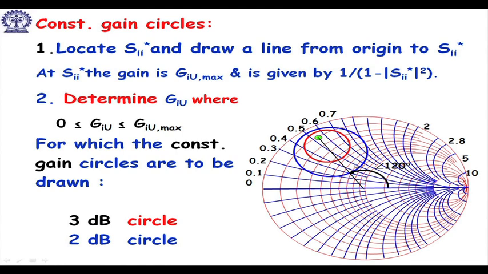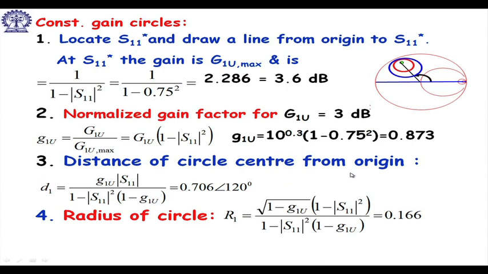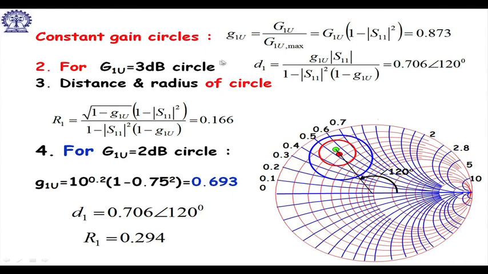Now, where will I choose? A prudent choice will be as near to the center as possible. So, if I decide to take 2 dB from the input side, I will choose the point here, that is a good choice. I can choose also here, but if I choose it here, that will be more prudent. Here you see the normalized gain factor, the distance of the circle, and the radius of the circle. By that we have plotted the constant gain circle. For the 3 dB circle these are the values given, similarly for 2 dB these are the values given.